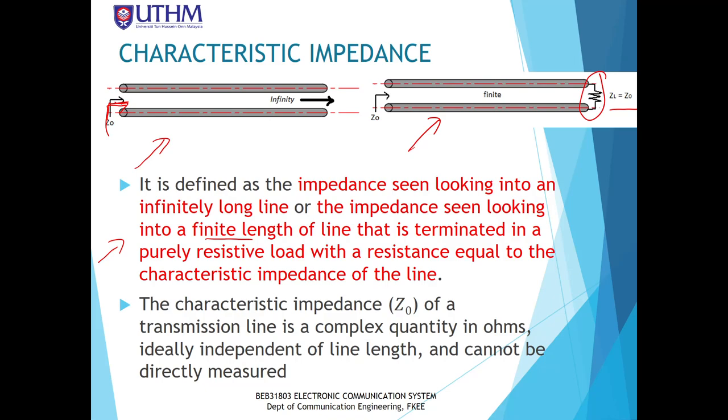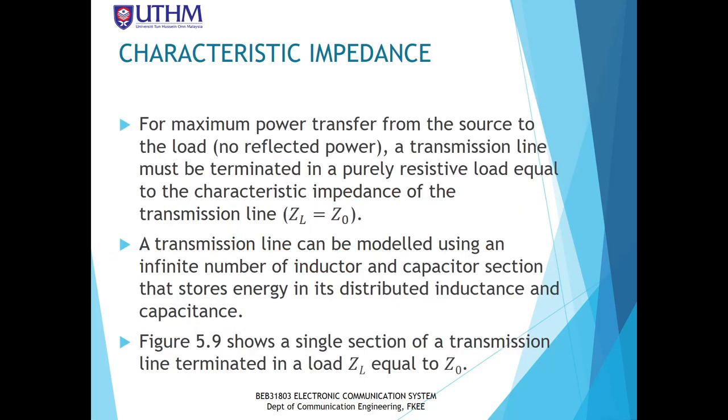What I want to say is that the characteristic impedance is the impedance of the transmission line, regardless of the length of the transmission line. Okay, tak kira apakah dia punya panjang, dia adalah merujuk kepada impedance kabel tersebut. Okay, so the characteristic impedance Z0 of the transmission line is a complex quantity in terms of ohm, ideally independent of the length and cannot be directly measured. Okay, remember that Z0, characteristic impedance, is independent of the length.